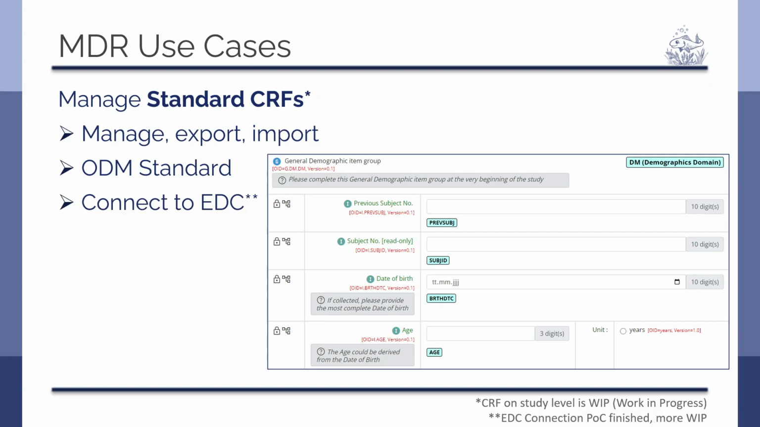In the OpenStudyBuilder, there's also a part for standard CRF management. Later on, it's also planned to have the CRFs on study level, but this is work in progress. So currently it's managing standard CRFs. And here again, you can not only create them and export them, for example, to your EDC system, you also can do the other way around. So you have your EDC system, create a standard CRF using the ODM standard, and then you can import this into your OpenStudyBuilder. So this is really meant so that the OpenStudyBuilder is working with your EDC system.